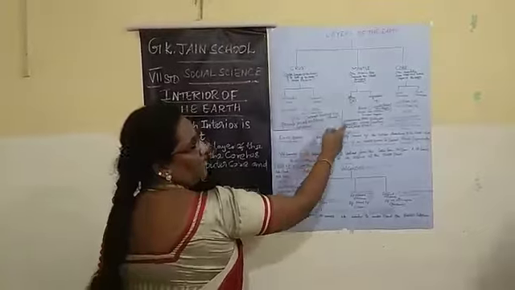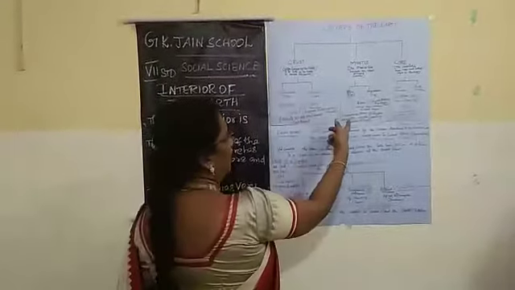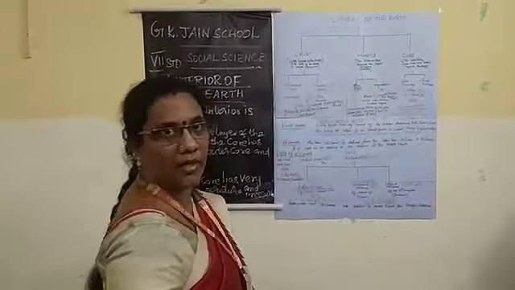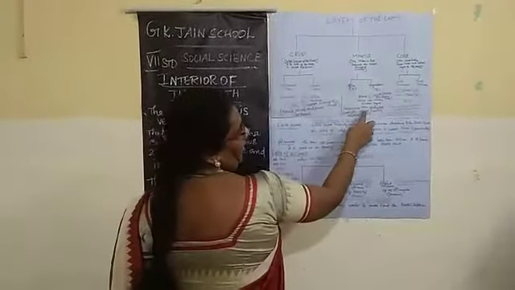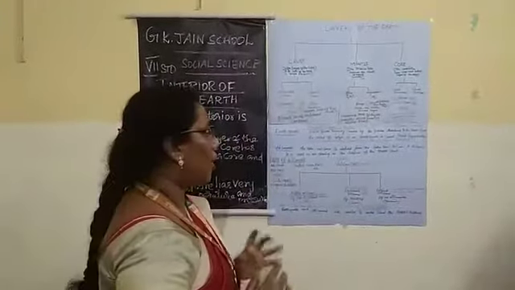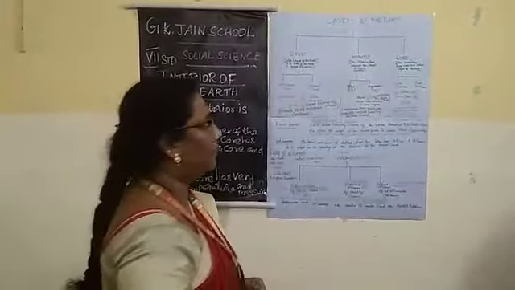This is the difference between Sial and Sima. Sial is the granite rocks and forms the continents. Sima is a continuous zone of denser basaltic rocks forming the ocean floor.